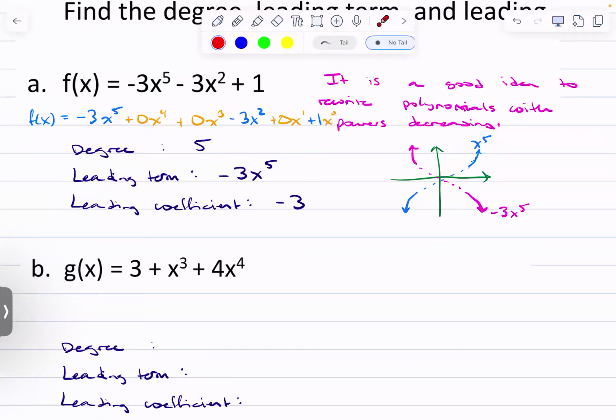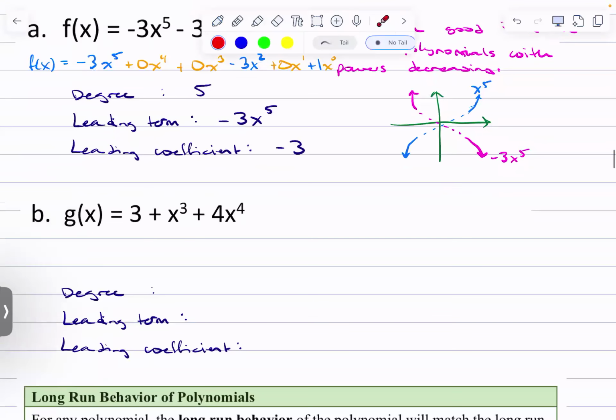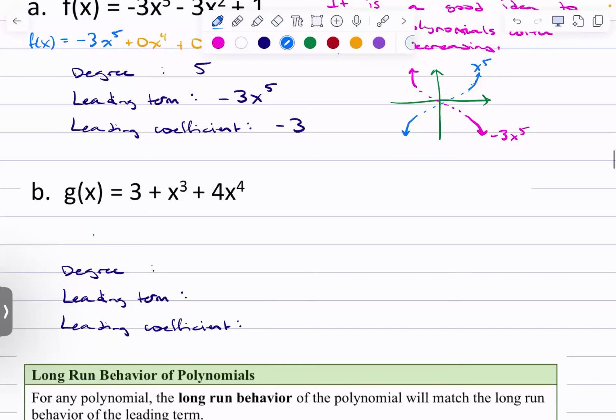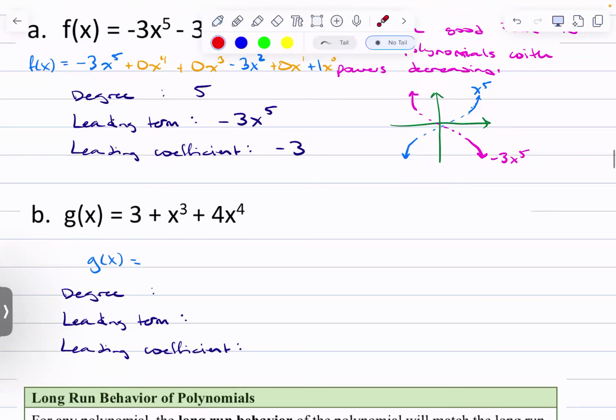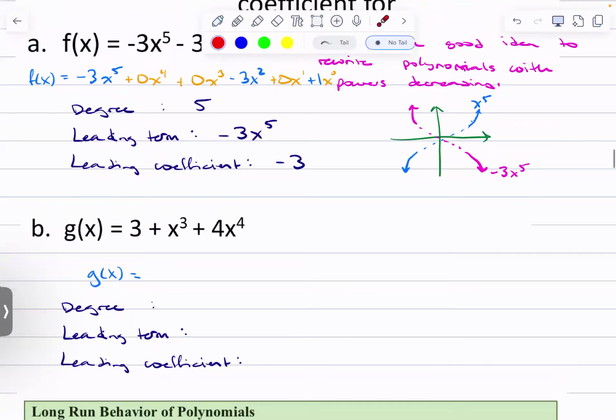G of x is 3 plus x to the 3 plus 4x to the 4, right? You want to look for the highest power. In fact, let's rewrite this g of x so we can see the decreasing powers, but also just for practice, let's also add in the missing terms, those 0 coefficients, just so we can see that they are there, although they're being multiplied by 0.